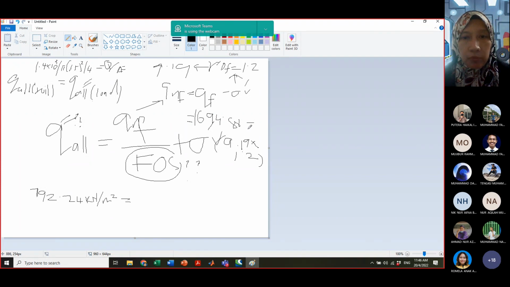Okay, cuba kira 1694.88 tolak dengan 9.19 darab 1.2. Okey, kemudian 1694.88 tolak dengan 11. So berapa jawapan? Q net.